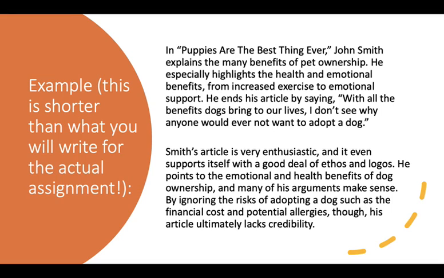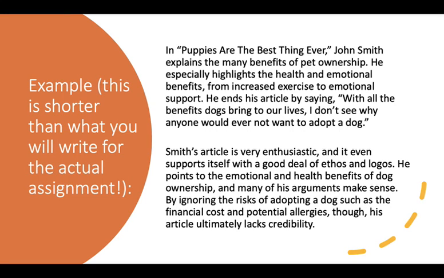And this would be an example of a second paragraph that's a rhetorical analysis. So here I say, "Puppies are the best thing ever. John Smith explains the many benefits of pet ownership. He especially highlights the health and emotional benefits from increased exercise to emotional support. He ends his article by saying, 'With all the benefits dogs bring to our lives, I don't see why anyone would ever not want to adopt a dog.'" So you see there, I have a nice little summary of the article in my first paragraph.